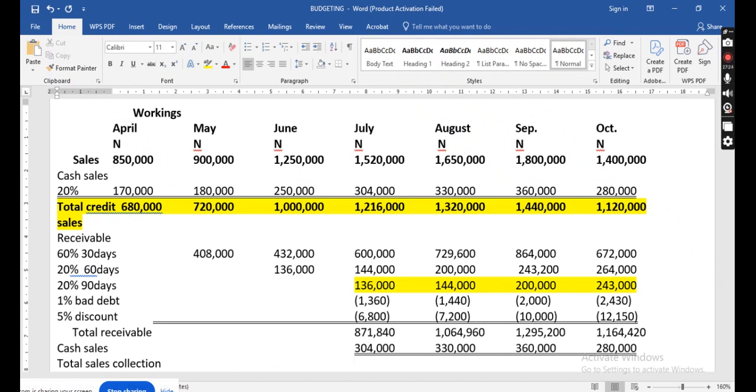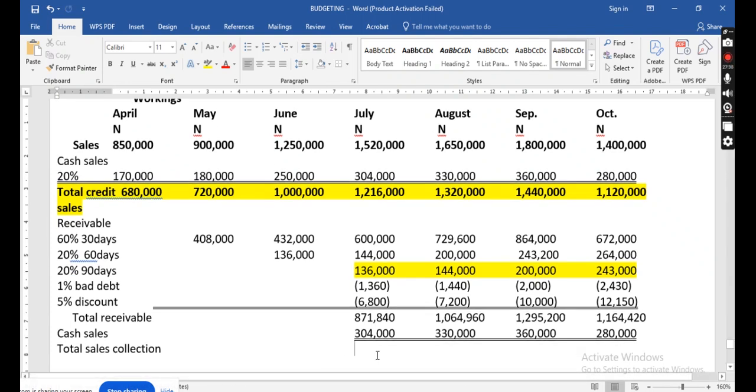So add 871,840 plus cash sales. What do you have? For September, 1,655,200. For that of July, 1,175,840. Next.